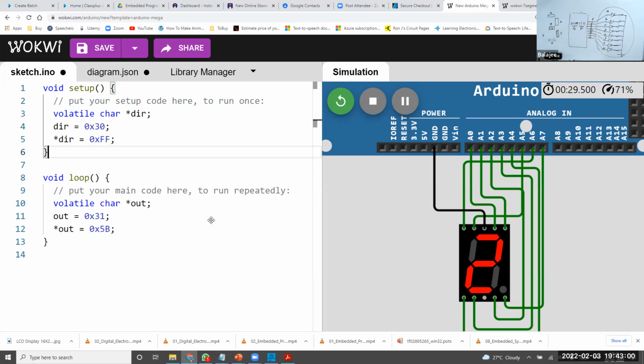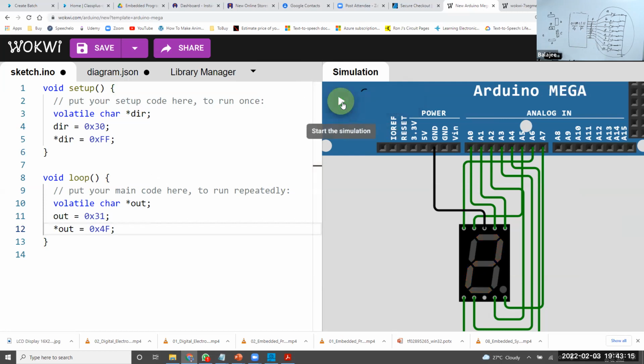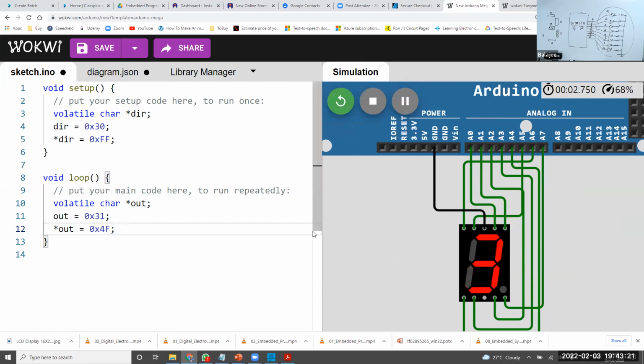Now I write the code here, 4F. Am I right? 4F. So I execute now. I stop it and execute. 3. Am I right? You can do anything. This whole thing can be done in a nice way.